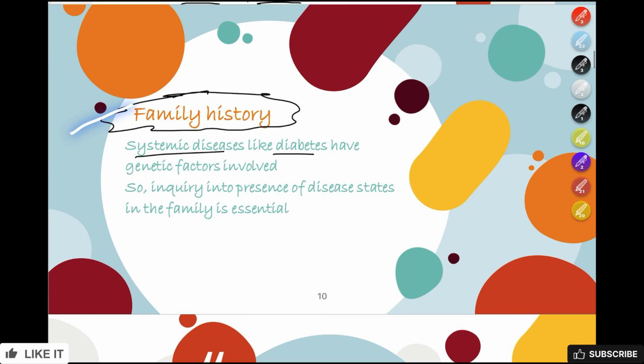Next is the family history. Family history is important as we can know systemic diseases like diabetes have genetic factors involved.